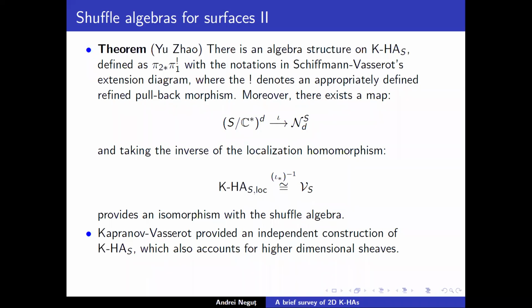But philosophically, both the construction of Yu Zhao and the construction of Kapranov-Vasserot boil down to properly understanding and defining these refined pullback maps in a certain context. So Yu Zhao worked with refined pullback maps in K-theory, and Kapranov-Vasserot worked with DG schemes, and that's why they were able to prove a more general statement. But the two constructions are independent. And actually, I think they came out on the archive within weeks of each other.